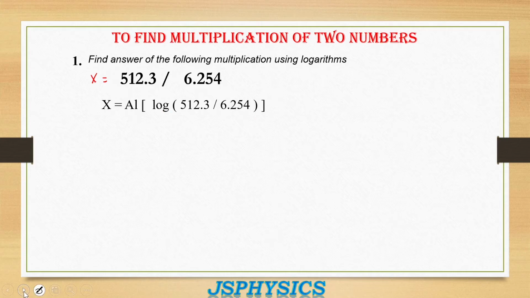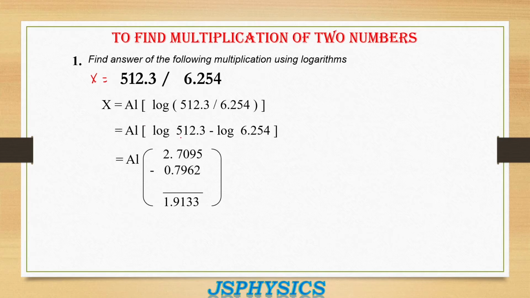According to the rule of division in logarithms, the division will be replaced by subtraction. So this is equal to anti-log of log of 512.3 minus log of 6.254. Now we already know how to find the log of these two numbers, so we'll just find that.